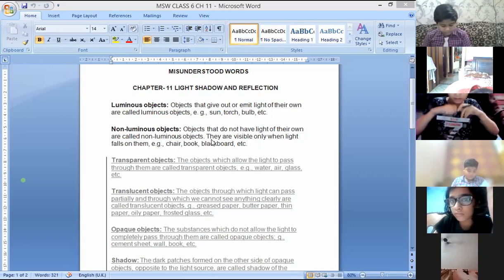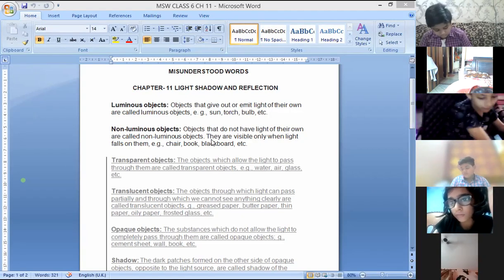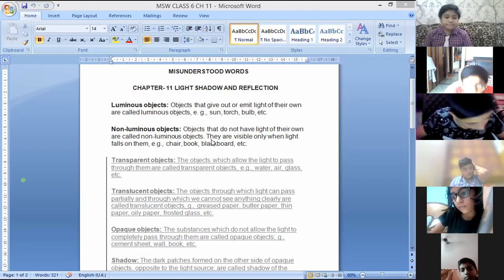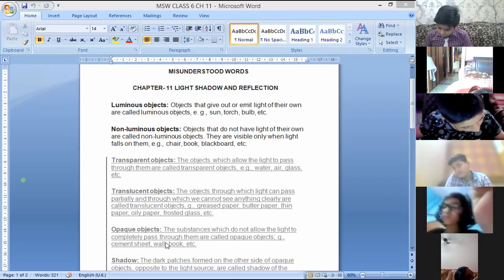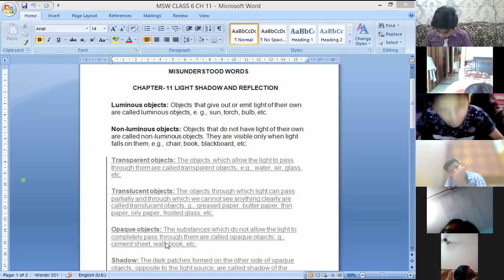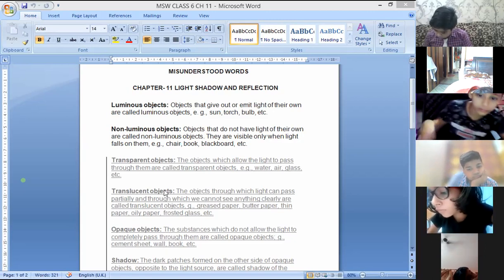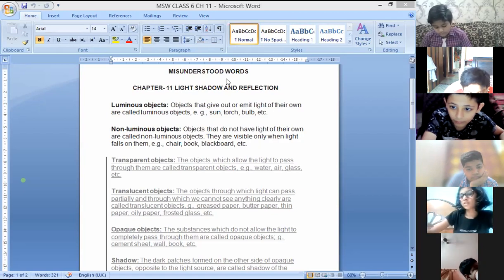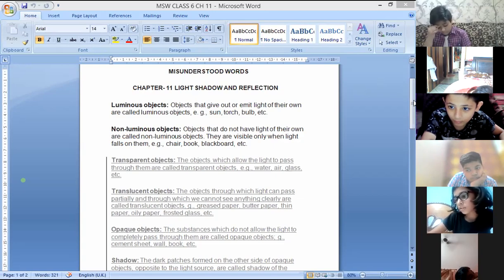Yes, ma'am, door, table, cardboard, chair, box, walls, wooden box. Yes, cardboard, table, chair, door, these all are examples of opaque objects. If you want to see into another room, what happens? Then you can't see because there is a wall. And if you close the door, you can't see what is happening outside, because a door which is made of wood is also an example of opaque objects.